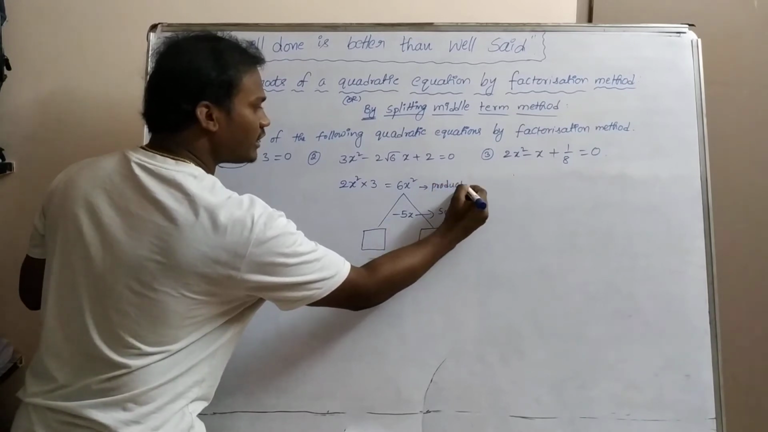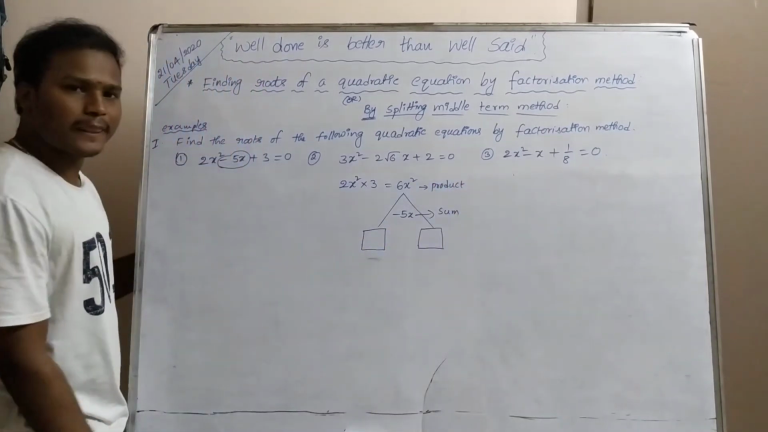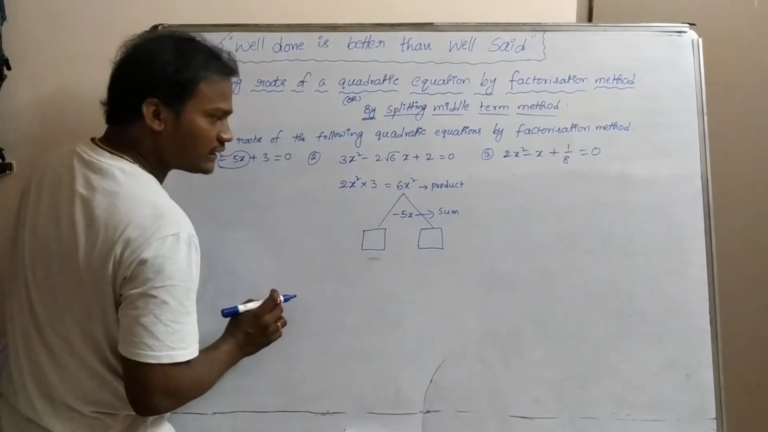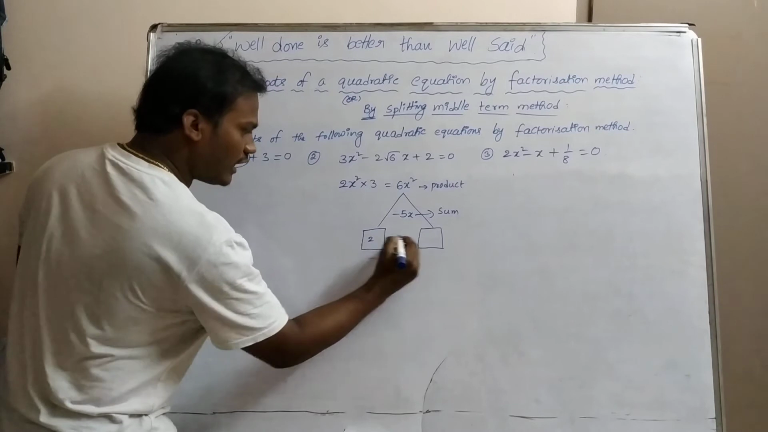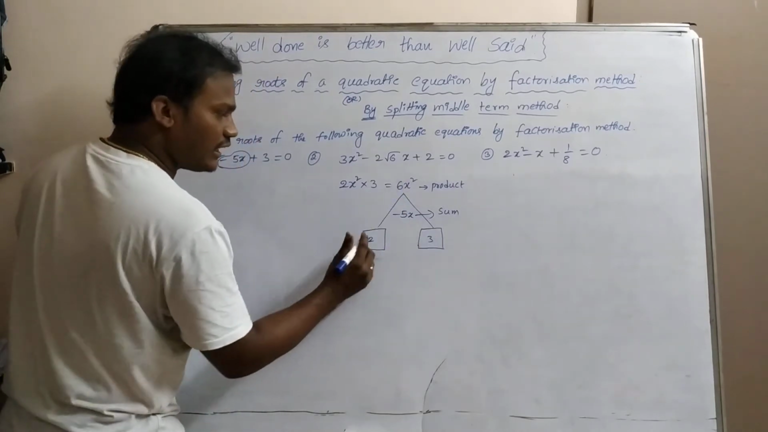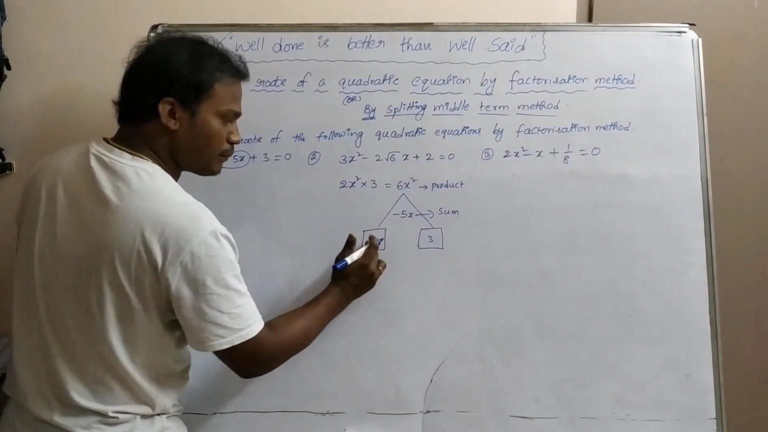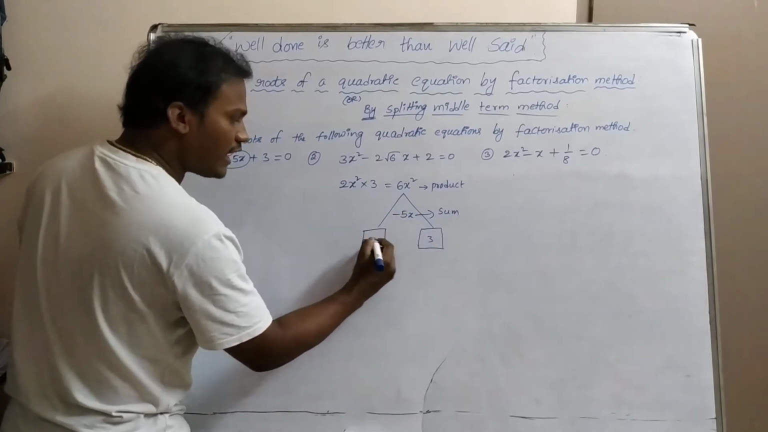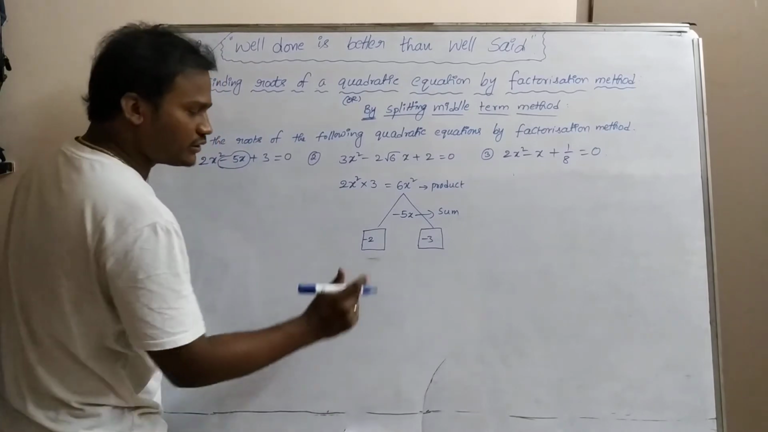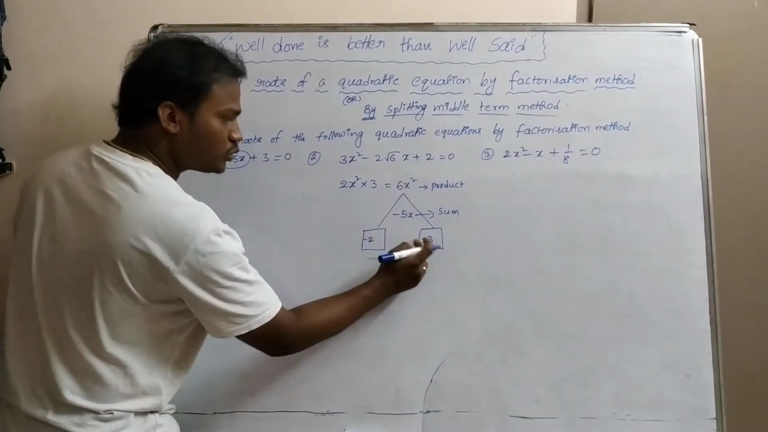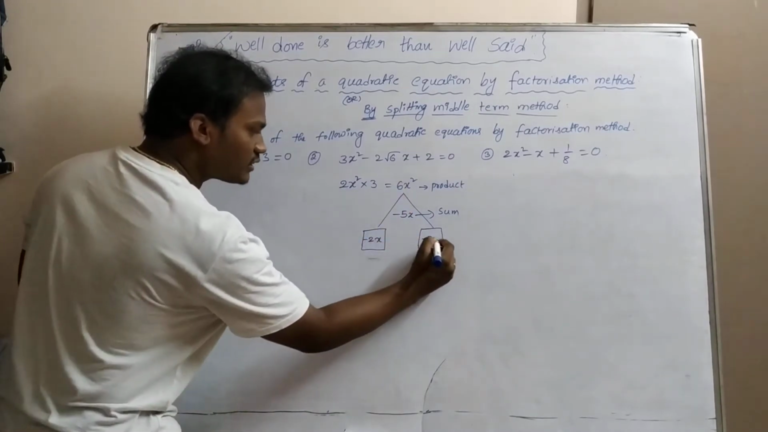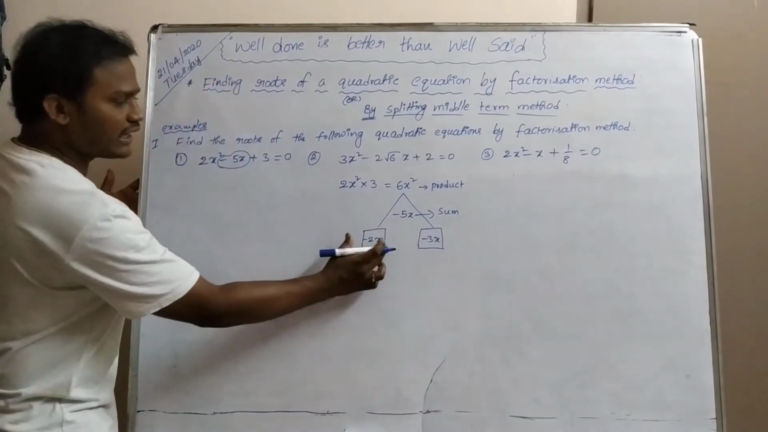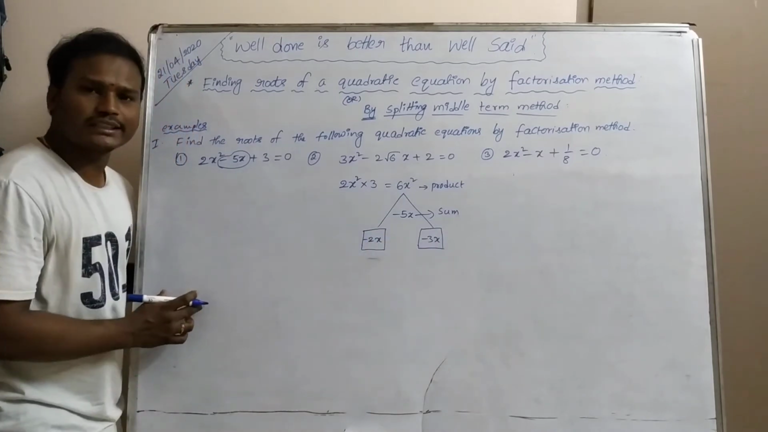Can you tell me what are the two numbers we get? Good, 2x and 3x. If I take 2 and 3, 2 threes are 6, and 2 plus 3 gives you plus 5, but here we have minus 5. So we add a minus sign to both the numbers. Minus into minus is plus, and minus 2 minus 3 gives you minus 5x. So minus 2x minus 3x gives you minus 5x. Now we get the two numbers, minus 2x and minus 3x.